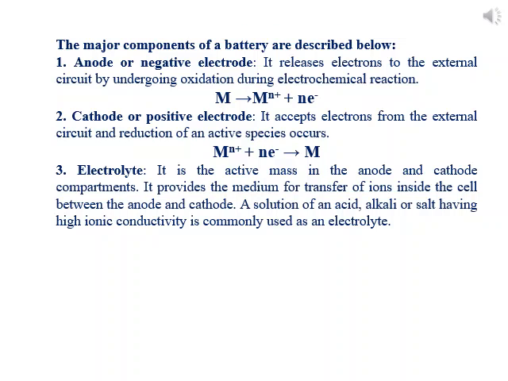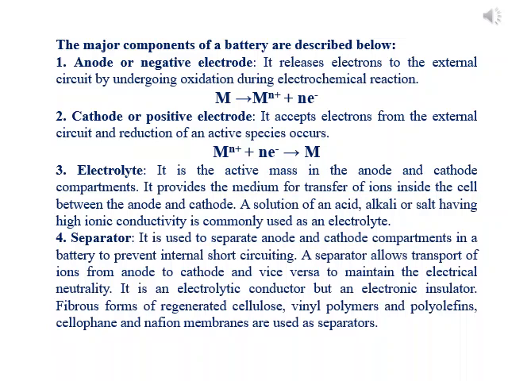It is the active mass in the anode and cathode compartments. It provides the medium for transfer of ions inside the cell between the anode and cathode. A solution of an acid, alkali or salt having high ionic conductivity is commonly used as an electrolyte.